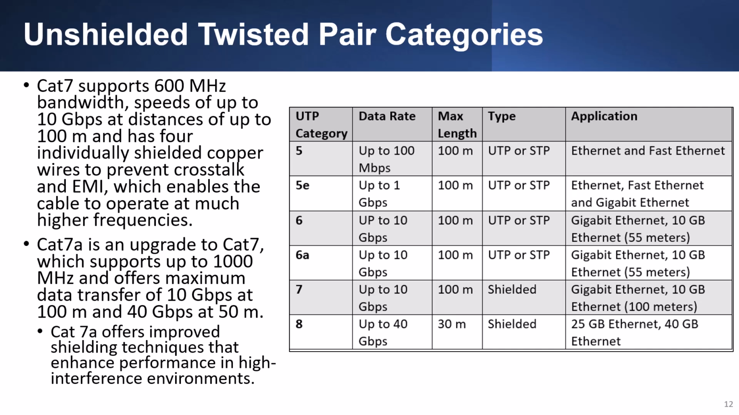Cat7a is an upgrade to Cat7, which supports up to 1000 MHz and offers maximum data transfers of 10 gigabits per second at 100 meters and 40 gigabits per second at 50 meters. Cat7a offers improved shielding techniques that enhance performance in high interference environments.